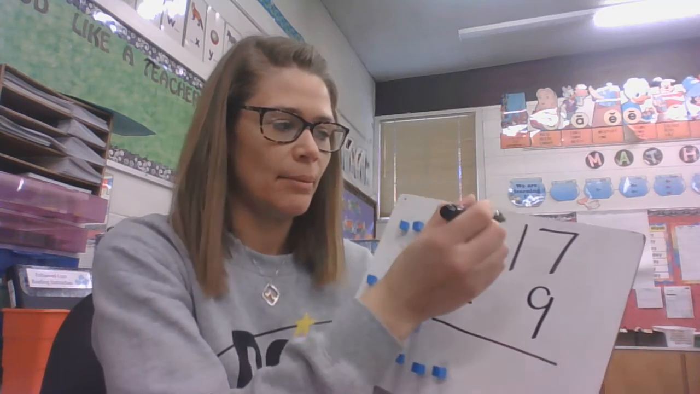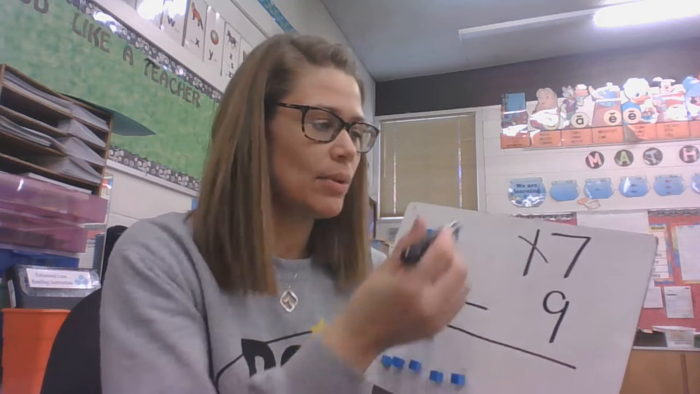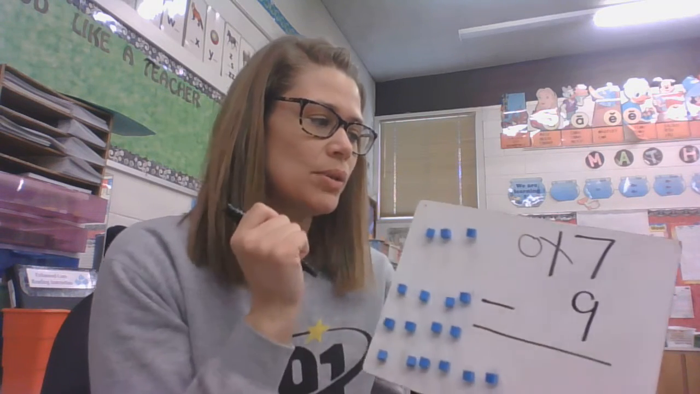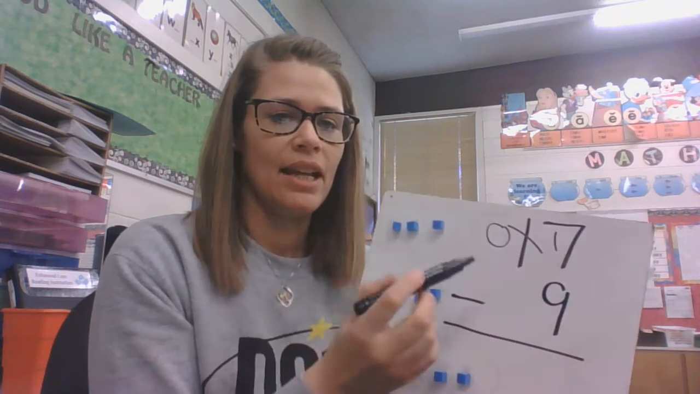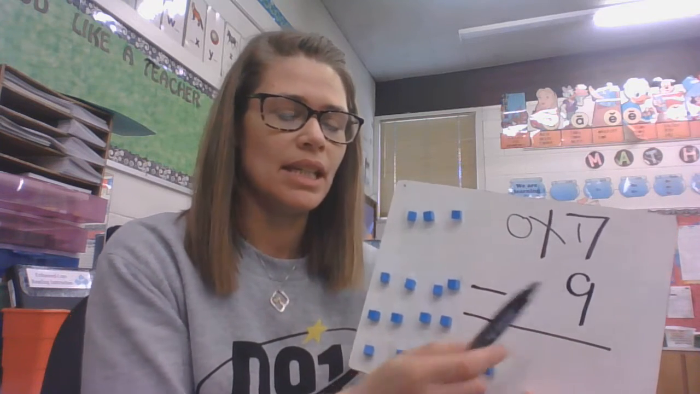Okay, so now I'm going to show that on my board. I'm crossing out this 10 right here, because I took that 10 away. So now I have 0 tens left, and I'm bringing that 10 now over to my one side. So now I have 17 ones hanging out here, and I'm going to take away 9 of them. Okay, so let's take away 9 little ones. 1, 2, 3, 4, 5, 6, 7, 8, and 9.